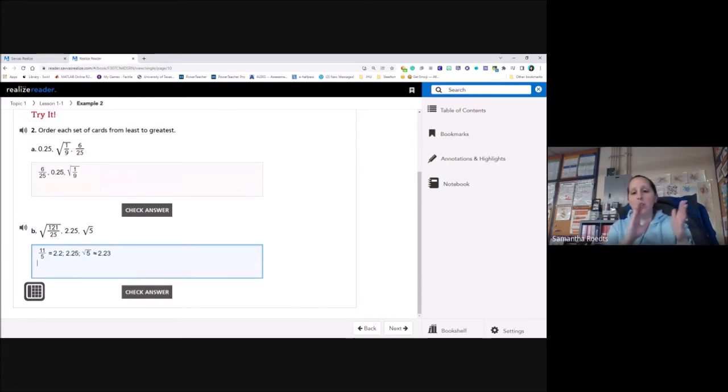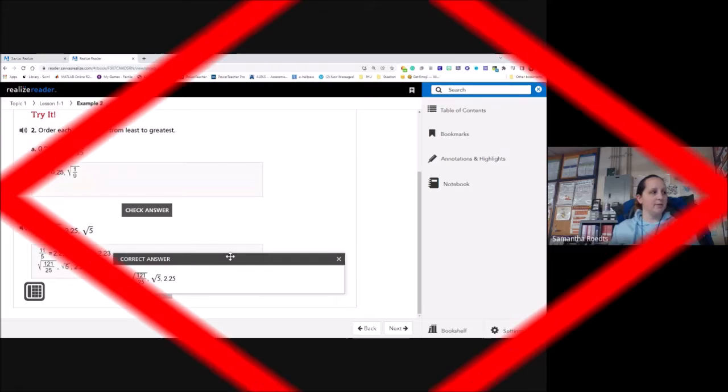So if we're looking at these, again, we want to go from least to greatest, smallest to largest. My smallest number is going to be the square root of 121 over 25 because that's equal to 2.2. Then I will have the square root of 5, which is 2.23, and then I'll have 2.25. So these are a lot closer together if you notice. So I have the square root of 121 over 25, the square root of 5, and then 2.25. Check our answer.